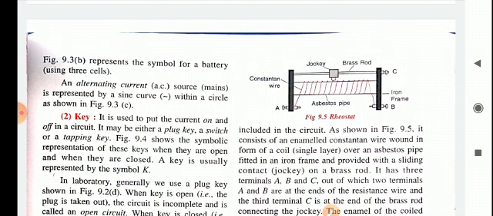Second point, key. It is used to put the current on and off in a circuit. It is called the key. It may be either a plug key, a switch key or a tapping key.